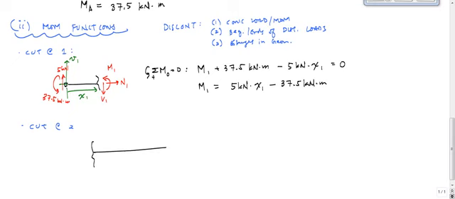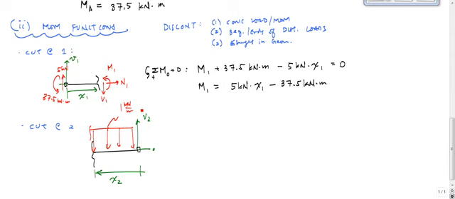Let me not exaggerate that too much. Here, this location is some distance x2. This was V2, positive upwards from this being 0. And I have also a uniformly distributed load applied here, and that's also cut. Okay, and this was 1 kilonewton per meter, I believe.